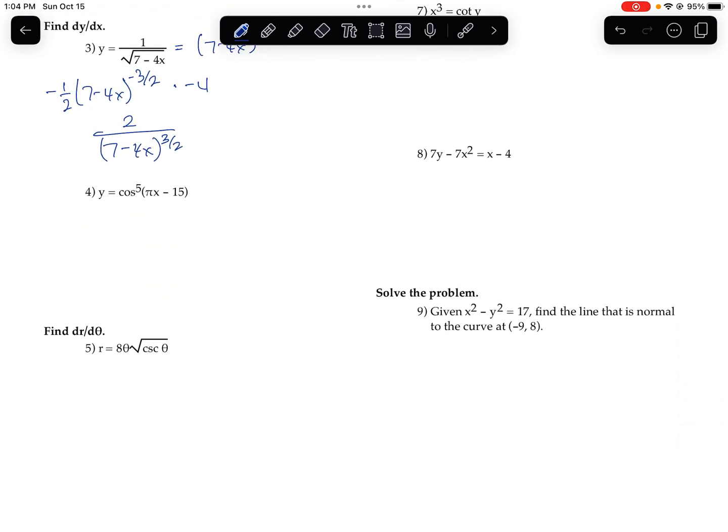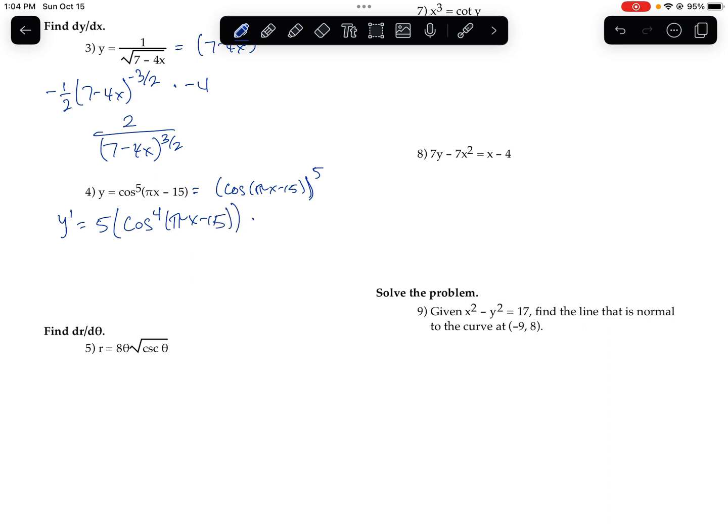So for 4, we have y prime, and that's going to be equal to, I'm going to write this as cosine of pi x minus 15, and then this being raised to the 5th power. So I'm going to use the power rule, so I'm going to drop that down, keep the inside the same, and then this is going to drop to the 4th power, cosine of pi x minus 15.